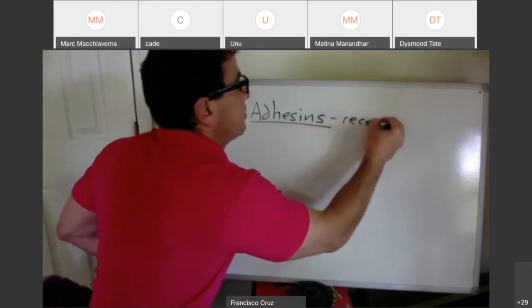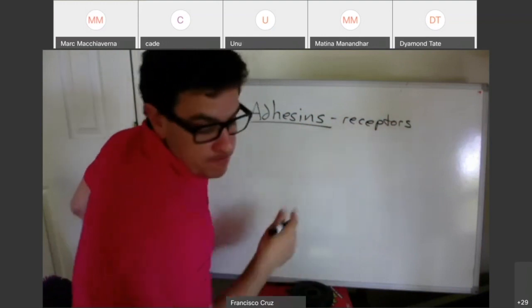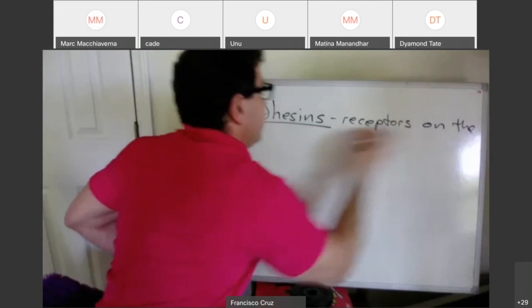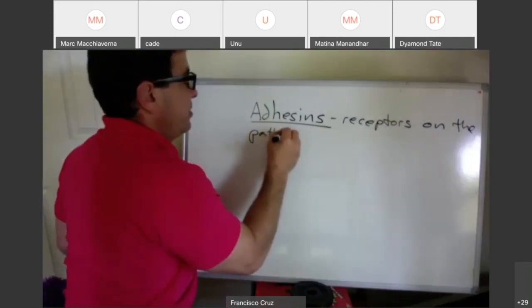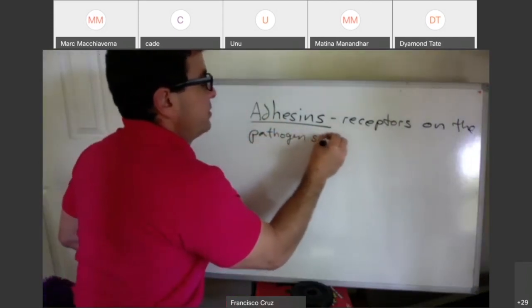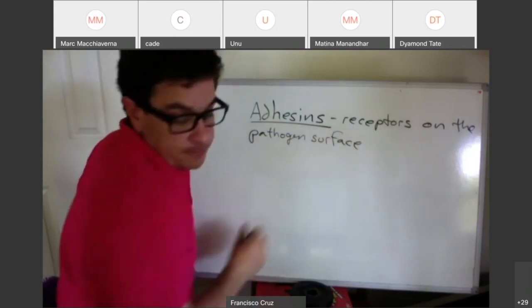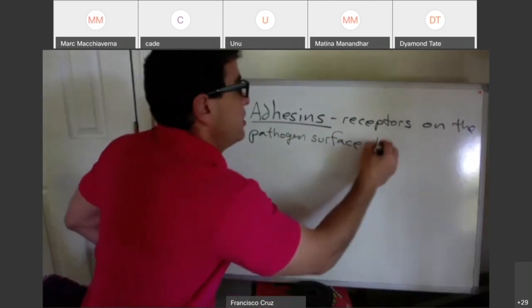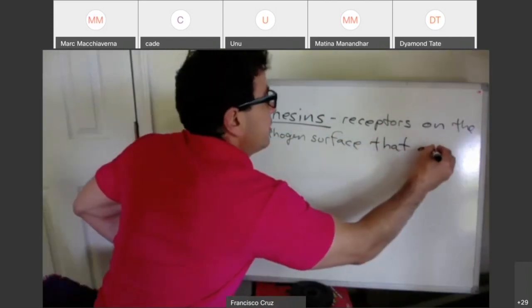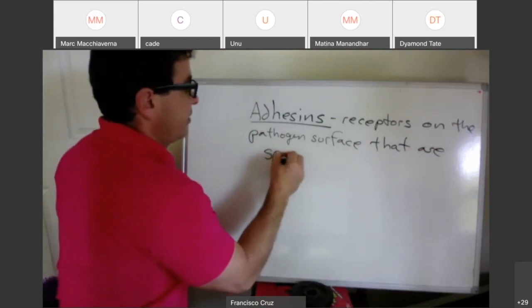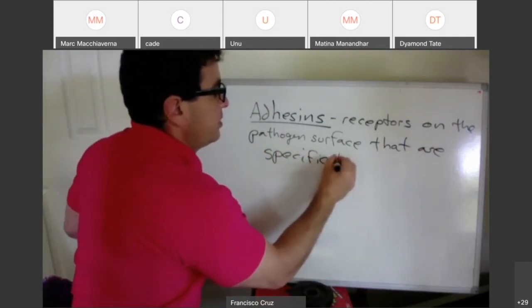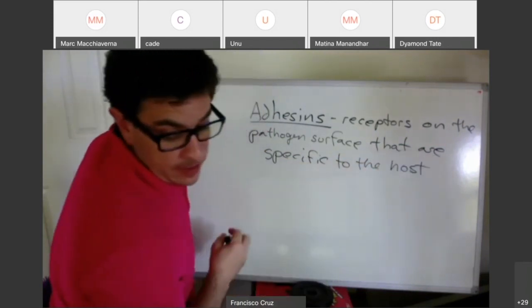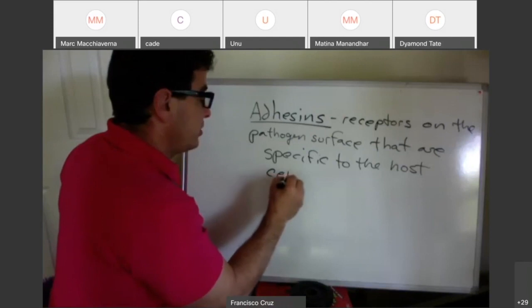These are receptors on the pathogen surface that are specific to the host cell membrane structures.